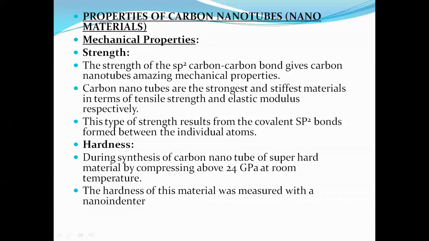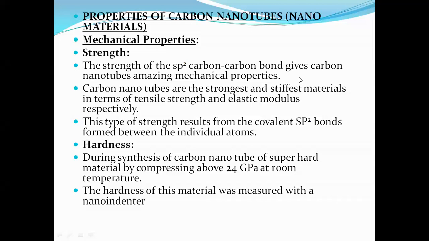And today we are discussing the next continuation topic. The next continuation topic we're discussing in nanomaterials, that is properties of nanomaterials, carbon nanomaterials.